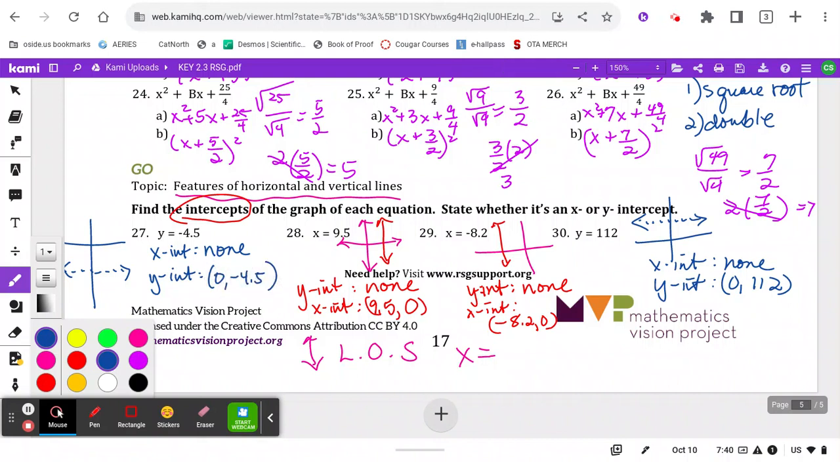And that's it. So it's just kind of like a conceptual understanding of horizontal and vertical lines, remembering when it's an x equals vertical line, it only touches the x. When it's a y equals horizontal line, it only touches the y.